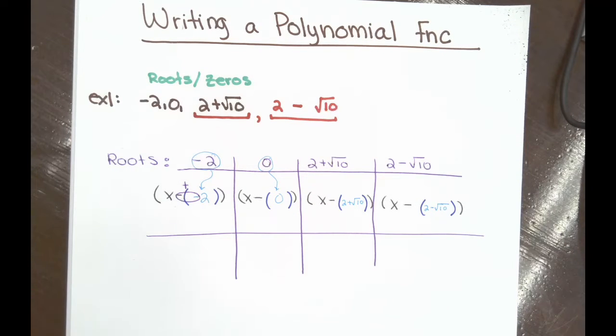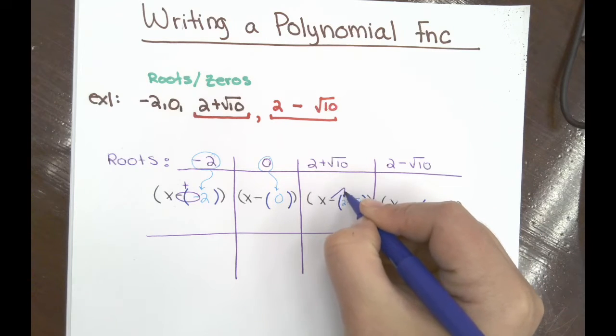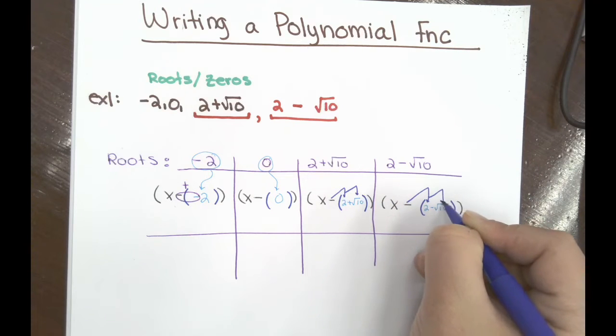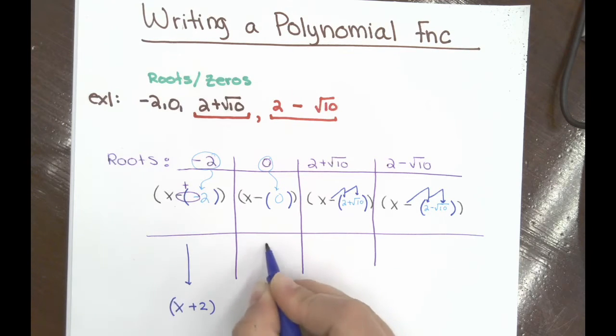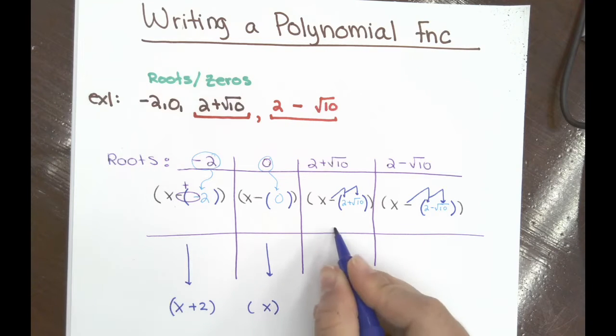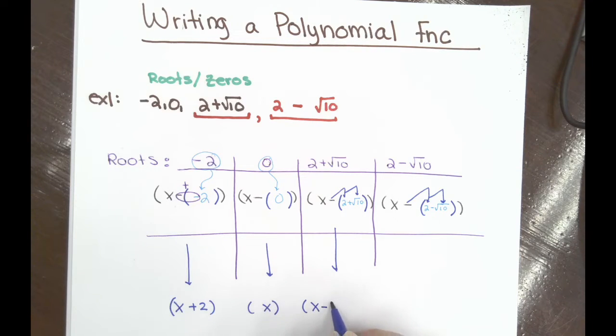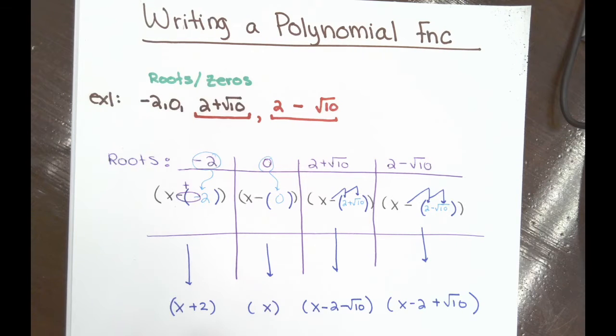However, for complex and imaginary, so anything with a square root or an i, you're going to take your symbol and distribute it inside into both of your terms if you have two terms. So this one comes out to x plus 2. This one comes out to just x. This one comes out to x minus 2 minus root 10. And this one comes out to x minus 2 plus root 10. I'm going to rearrange this. I have x first, then I have an x plus 2, then I have my x minus 2 root.